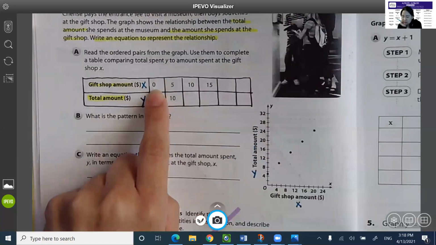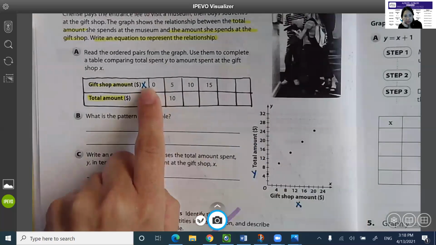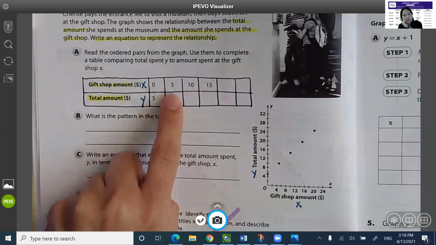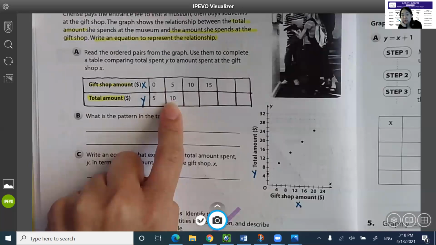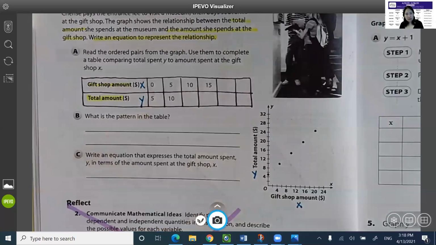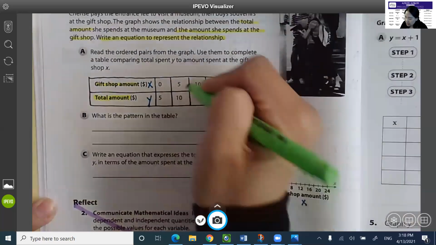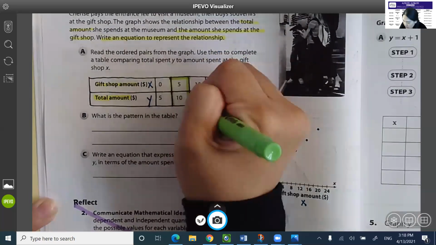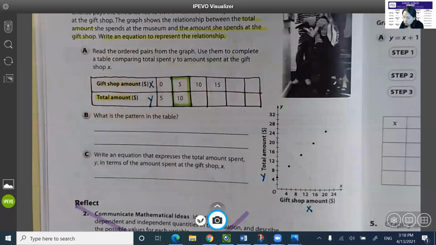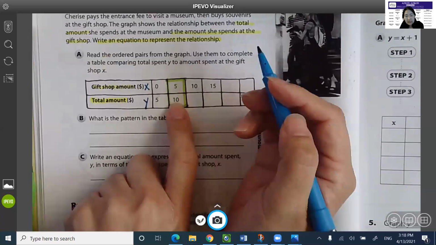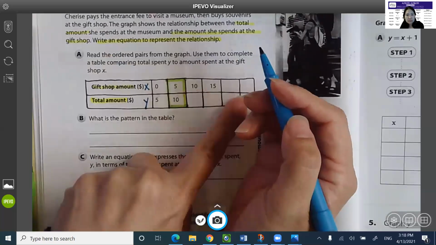If you spend $0 at the gift shop, the total amount you spent is $5. And then if you spend $5 at the gift shop, the total amount that you spent was 10. What is going on here? Now, remember, you need to look at a pattern, not going across. You need to know what you are doing to X to get Y, and that has to work for all of the values here, all right?